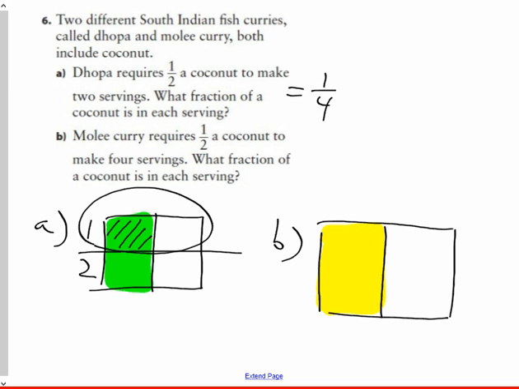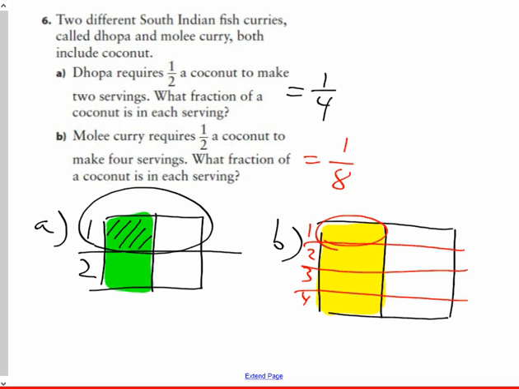I don't know why it's yellow, but it is. But that half a coconut makes 4 servings, which is different than the dopa curry. So I'm going to cut this into 4 parts. Serving 1, serving 2, serving 3, and serving 4. That's how much coconut is in each serving. And how much is that in terms of a fraction of a coconut? That is 1/8, right? 1/8 of a coconut is in each serving of mole curry.